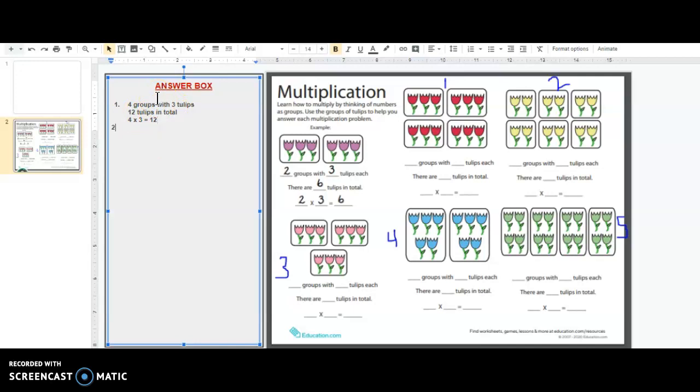So then you're going to write 2, period, and then your tab. Okay? So this is the answer for number 1. There's 3 parts to your answer. I want how many groups, how many tulips, the total of tulips, and then your multiplication form sentence.